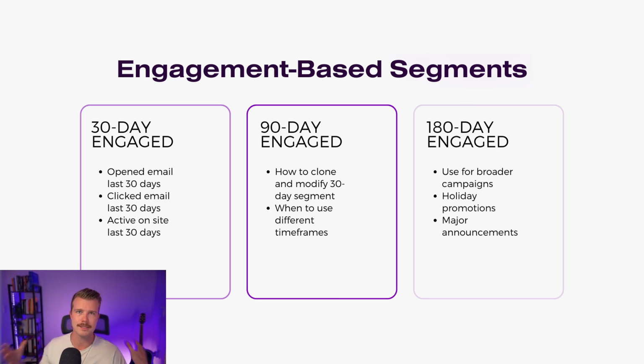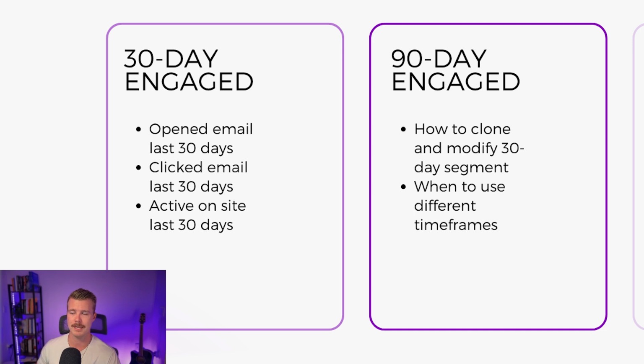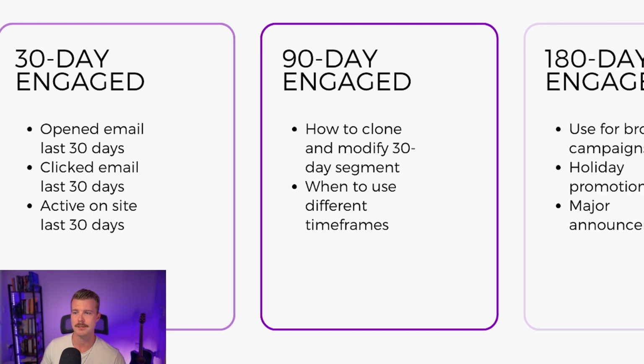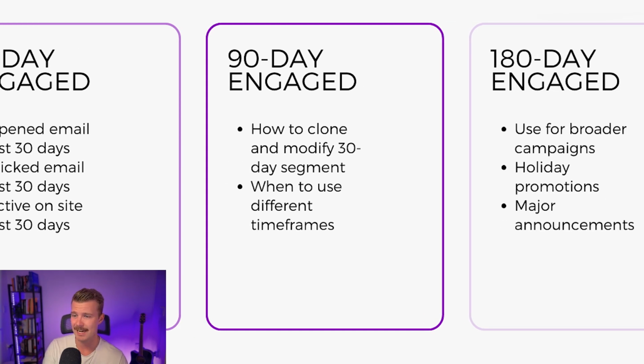Now, depending on the size of your list and the frequency that you're sending, you might also want to incorporate a 60-day engaged or 120-day engaged. But really what we're looking at here with a 30-day engaged is people who have opened an email in the last 30 days, they've clicked an email in the last 30 days, and maybe if you want, they've been active on the site in the last 30 days. With a 90-day engaged segment, it's the exact same thing.